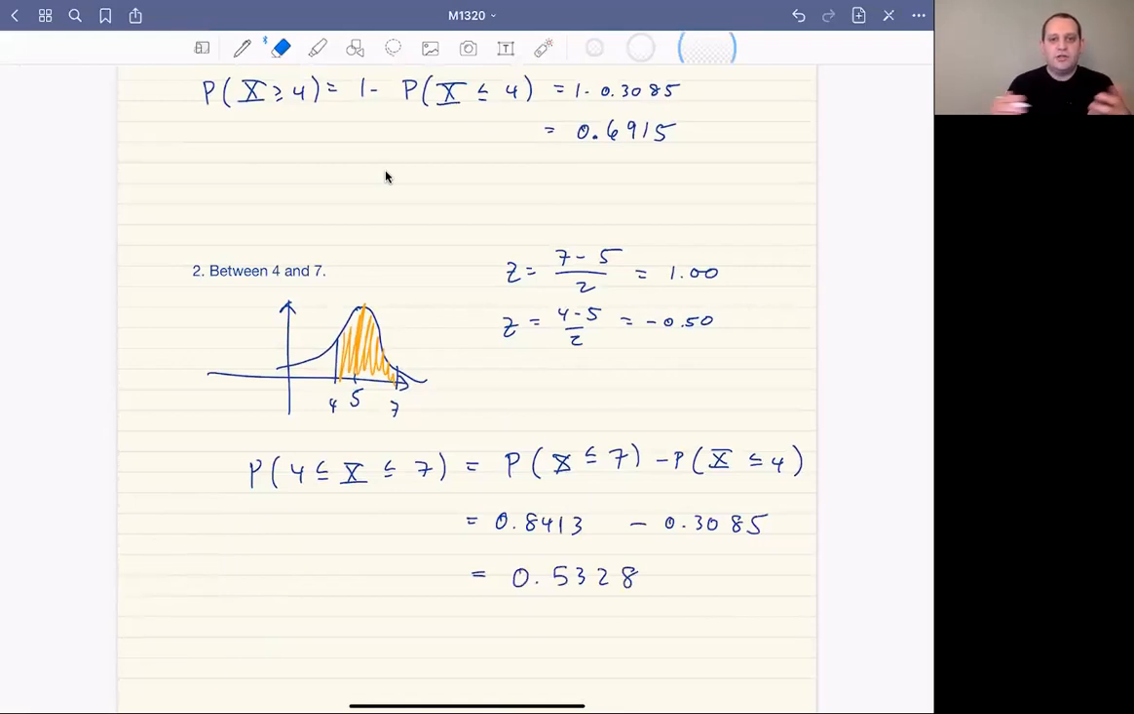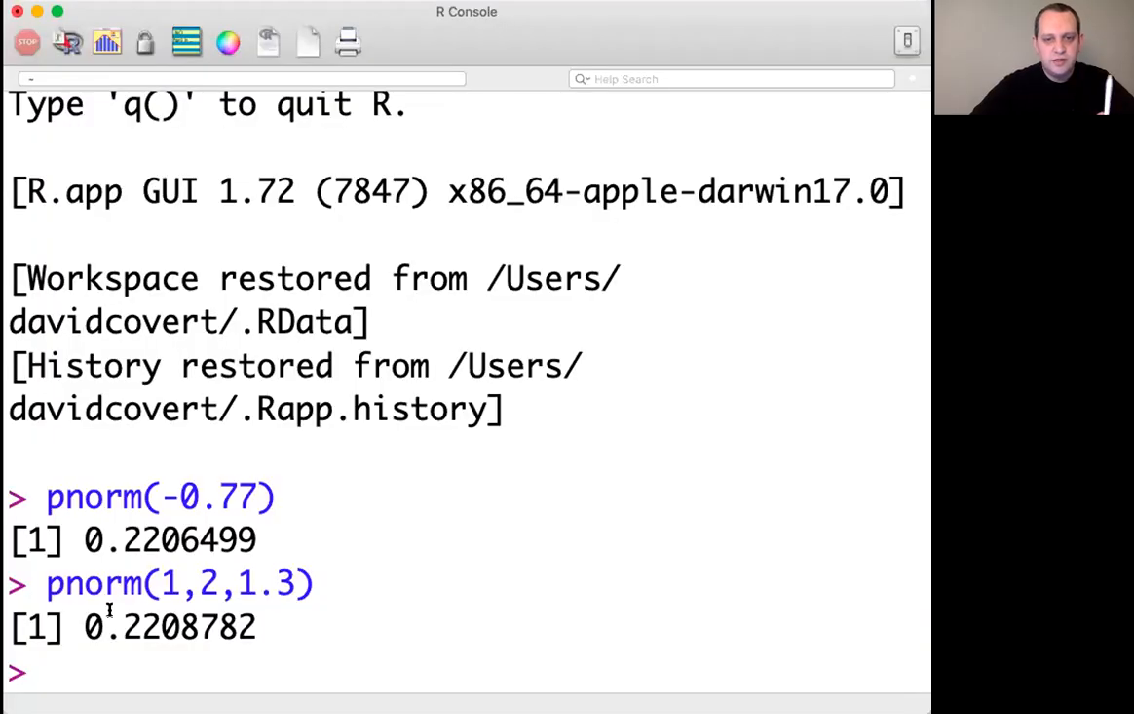I finally want to show you how to do each of these problems with R. So let's jump over to R here. Again, there are two ways that we could do this. We could do this with a standard normal distribution.